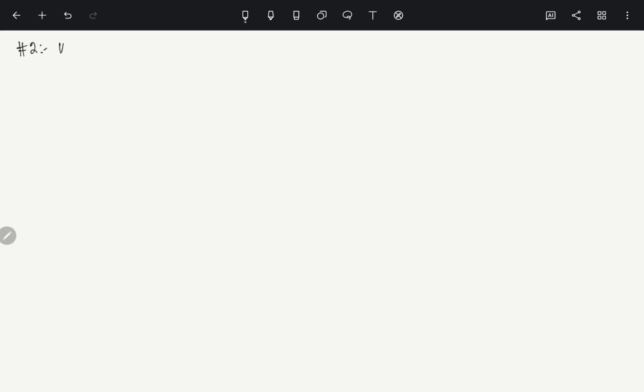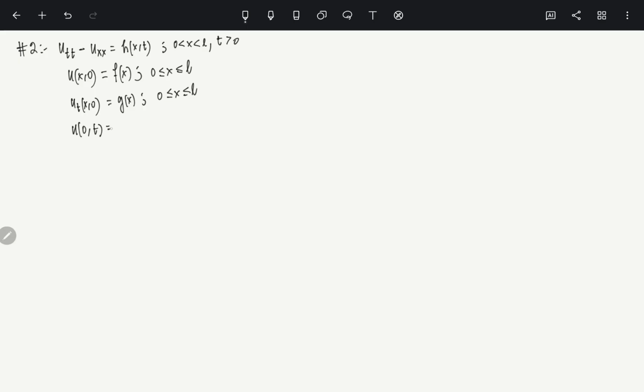Okay, so let's say we have this equation utt minus uxx equals h(x,t), for 0 less than x less than L and t positive. u(x,0) equals f(x) for 0 less than x less than L, ut(x,0) equals g(x) for 0 less than x less than L, u(0,t) equals 0 and u(L,t) equals 0 for t greater than or equal to 0. Okay. Now how to solve it?